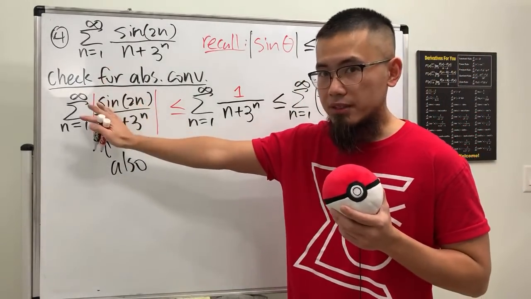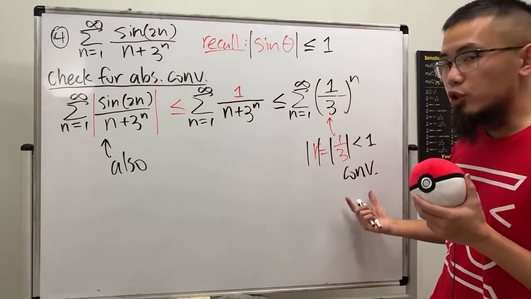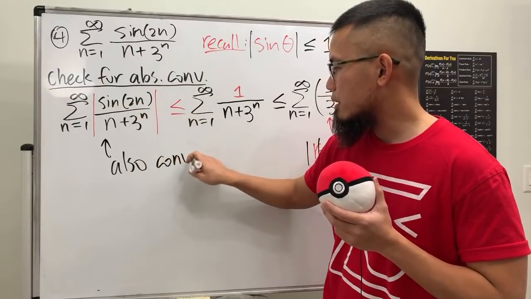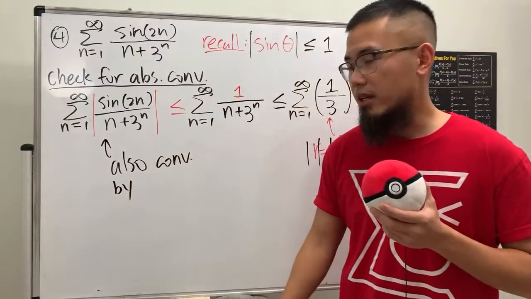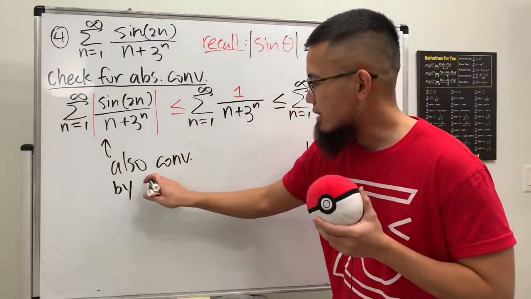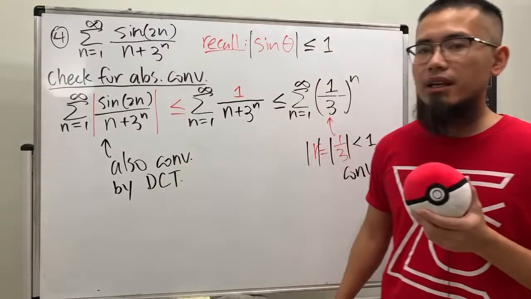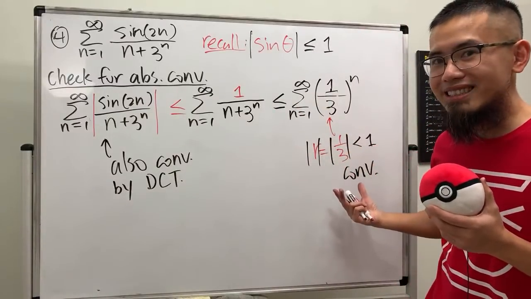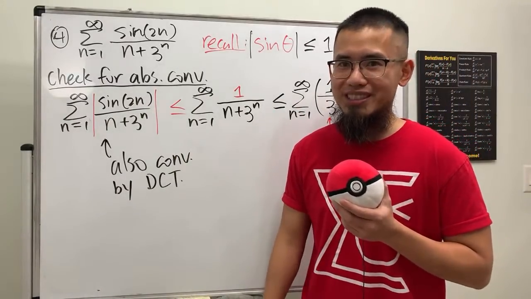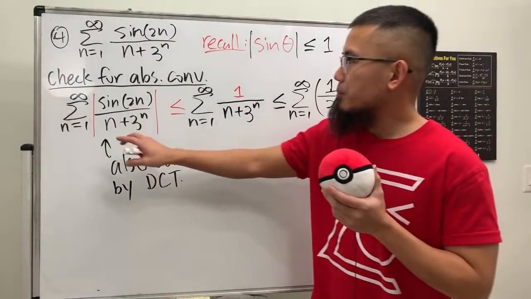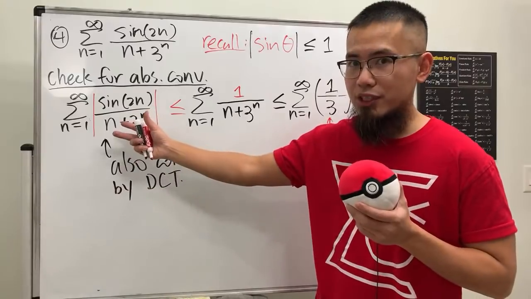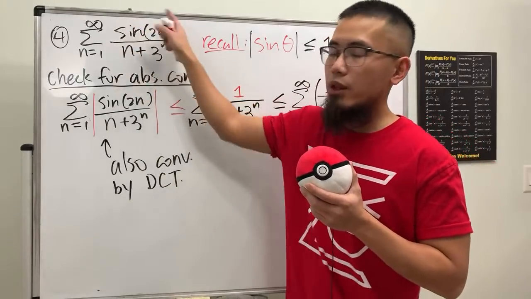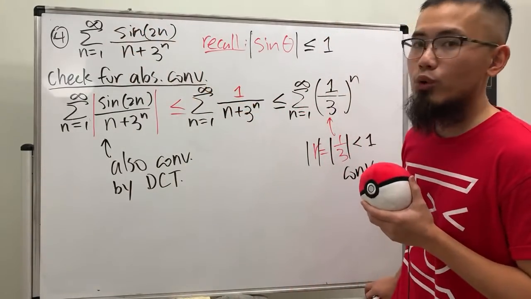When you have an infinite series that's smaller than or equal to a convergent that you know, you can say that this right here also converges. And the reason here is because, by the direct comparison test, we know that this right here is less than or equal to a convergent. That means this right here also converges. And now, because we know that the absolute value of this guy converges, that means the original one, when you don't have the absolute value, will also converge.